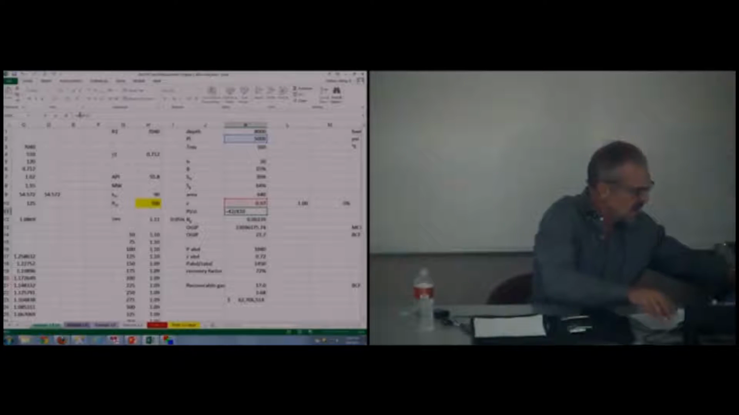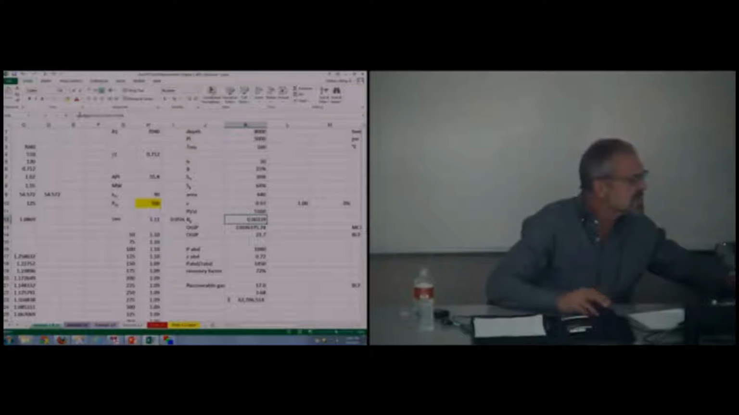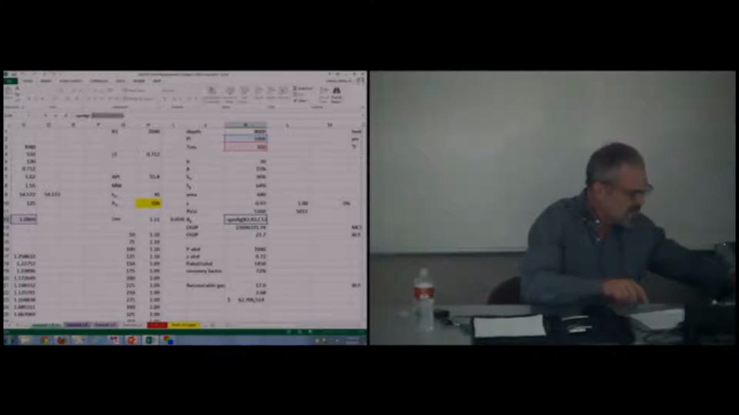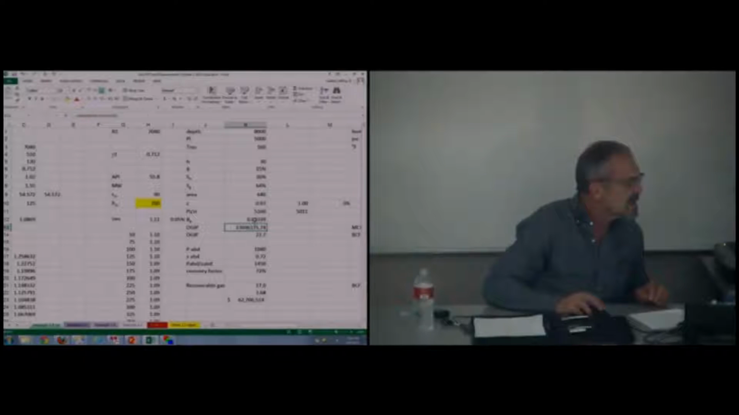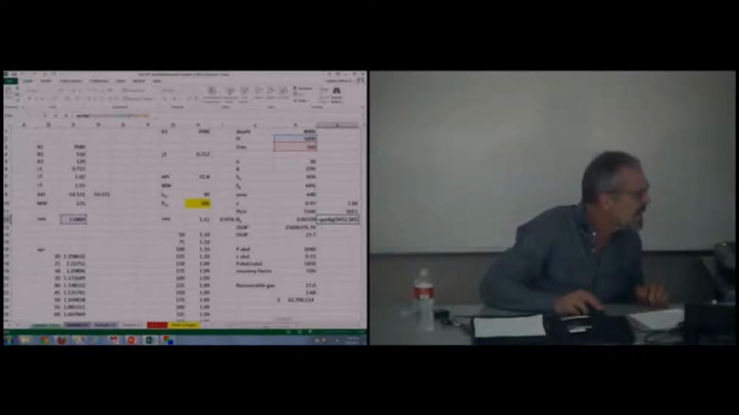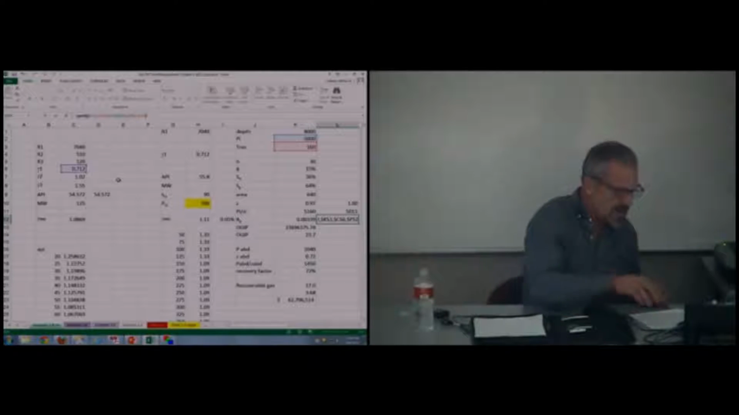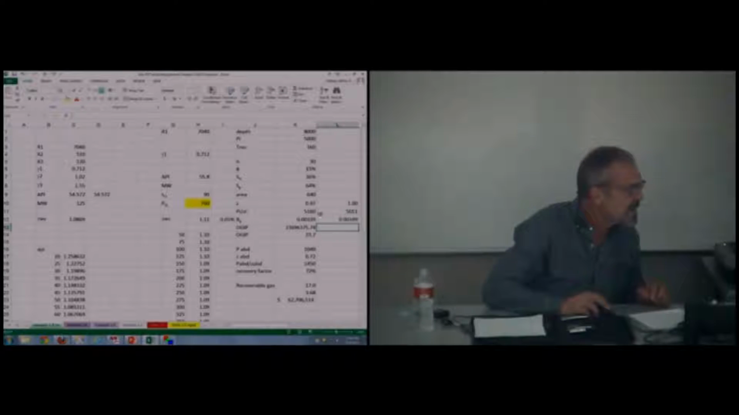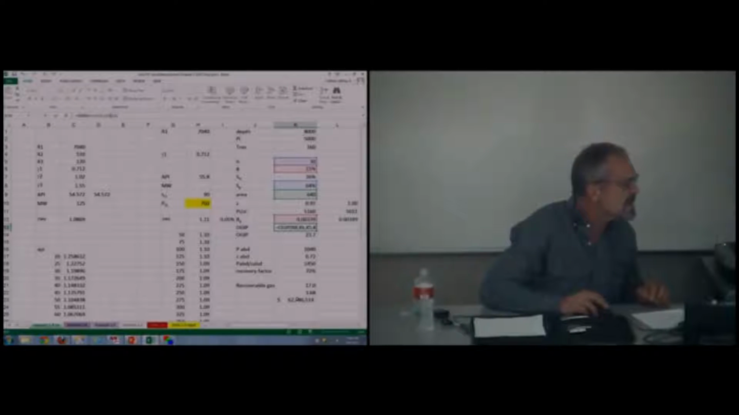PI is K2, absolute, otherwise it's the number below it. B sub G. I'm going to F4 everything, drag it over, edit it, and drag the correct gas gravity and put in the incorrect gas gravity, okay? And then gas in place.